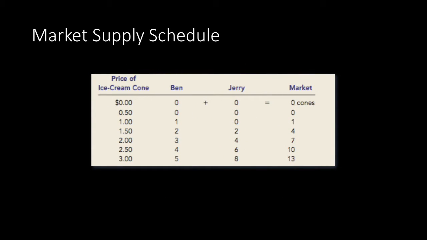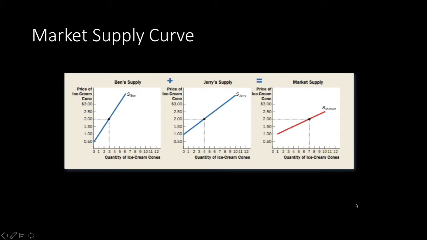And a market supply schedule really shows individual producers' willingness to supply at different prices. So here we have Ben and Jerry. They're both making ice cream cones. At $0, Ben is willing to produce 0, Jerry is willing to produce 0. At $2, Ben is willing to produce 3, Jerry is willing to produce 4, giving us a market supply of 7. At $3, Ben is willing to produce 5, Jerry is willing to produce 8, giving us a market supply of 13. And here we have market supply curves. So it's just Ben and Jerry's supply curve added together.